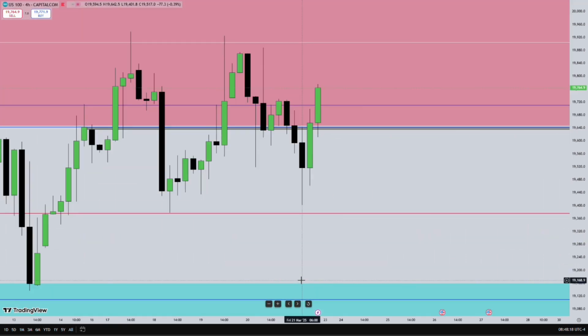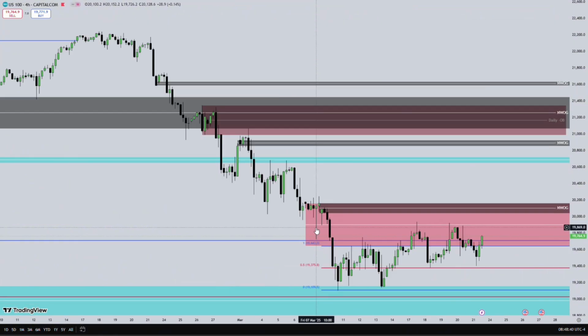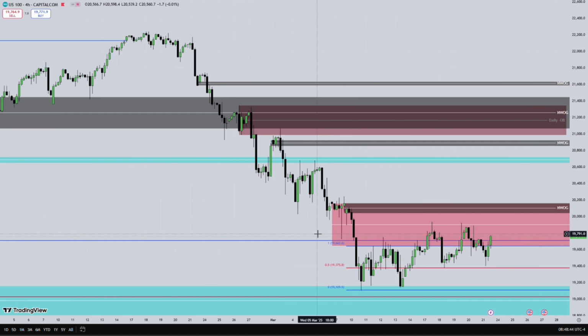So now we go lower to the 4-hour chart. Here there's not really much to see, besides that price has been consolidating this week, and it reacted to the 50% level, the consequent encroachment of the previous week's wick, and is trading higher inside the bearish fair value gap and trading up, aiming for the buy side liquidity.